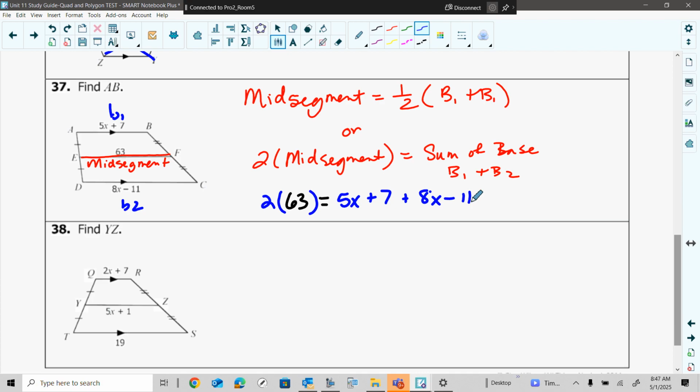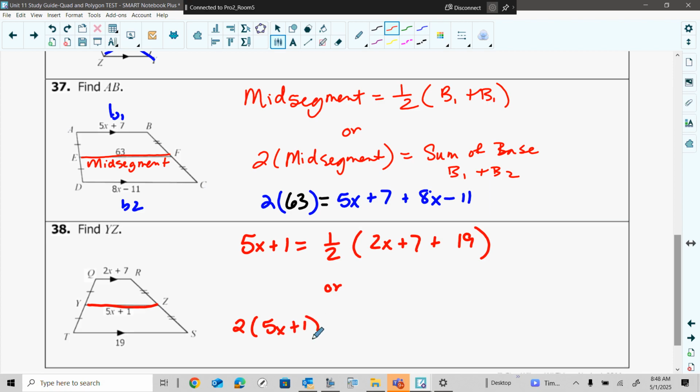And 90. So this is your mid segment again. The 5x plus 1 equals 1/2 of the 2x plus 7 plus 19. Or I can double it and it equals just 2x plus 7 plus 19. You need to solve for x and then plug it back in to find yz. Because it says right here, find that segment.